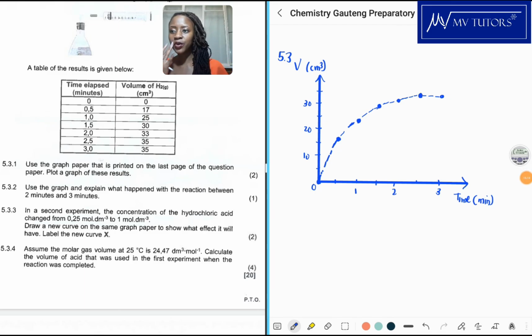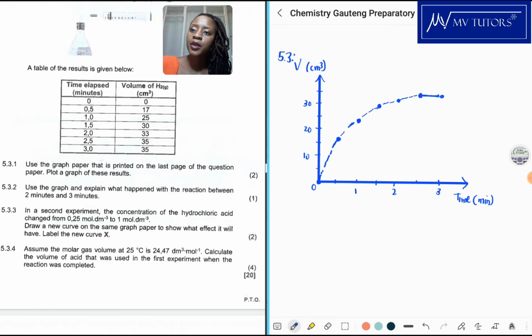Okay, so I've drawn the graph of these results. All right, and we can see it starts off being quite steep, and then it gets less steep until it gets to a point where this actually should be flat. Okay, I decided to make it a dotted plot because it can be quite difficult to get a perfect curve. But yeah, so the last 2 points are the same value, which is 35 cubic centimeters.